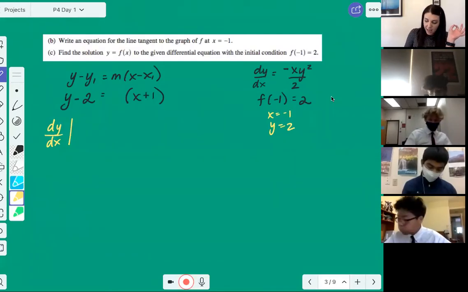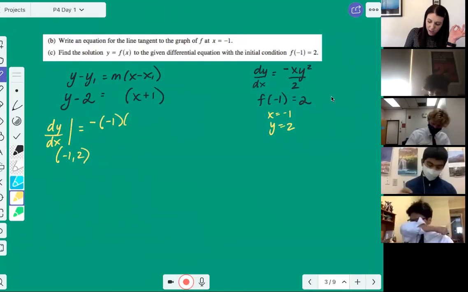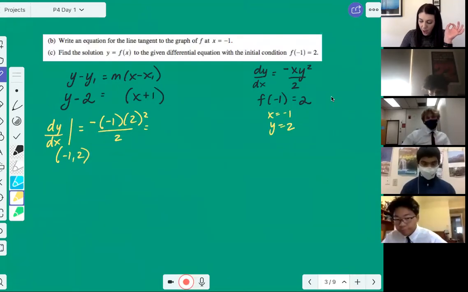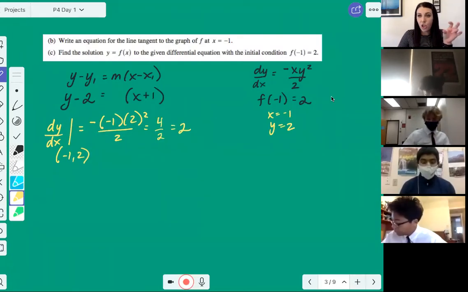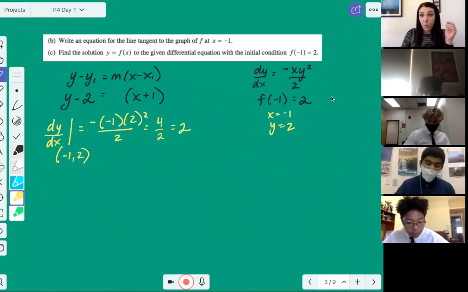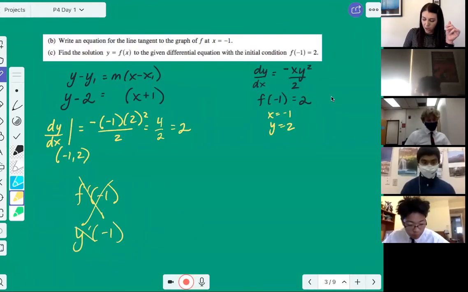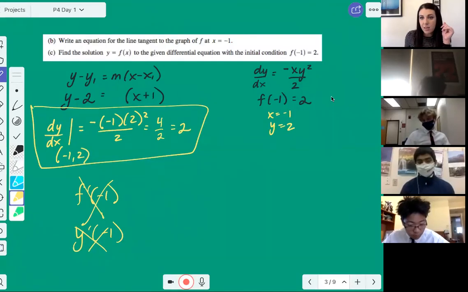So dy over dx at the point negative 1 comma 2 is equal to, we need to plug in, we have the equation, negative 1 times 2 squared over 2. That gives me positive 4 over 2, which is 2. You have to show that work. If you showed f prime of negative 1, you would not get credit. If you showed y prime of negative 1, you would not get credit. The only way to show the work and get credit is this. That's the only way you can do it. You have to do it this way.